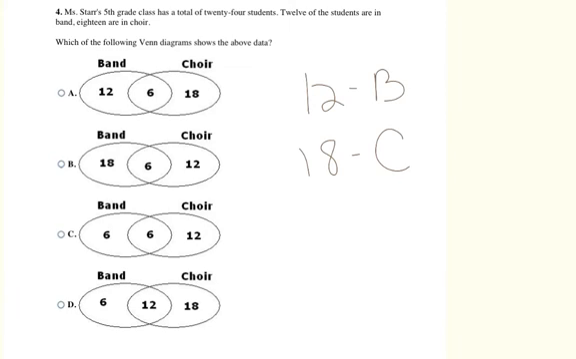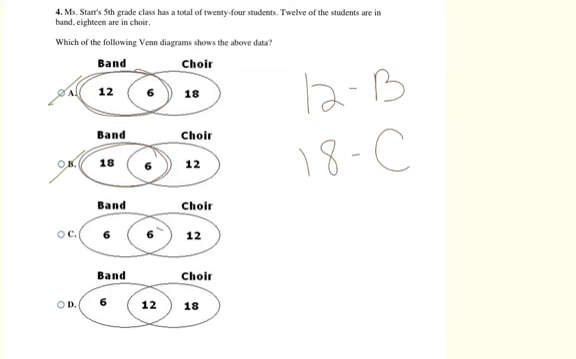So in choice A here, in the band, I have 12 and 6. So 12 plus 6 is 18, but I only need 12 total in the band circle, so it can't be A. So I'm going to look at choice B. In the band circle here, I have 18 plus 6. So this Venn diagram is saying that there are 24 students in band total, and I only need 12 according to the problem, so it can't be B.